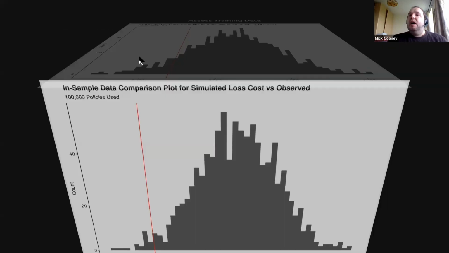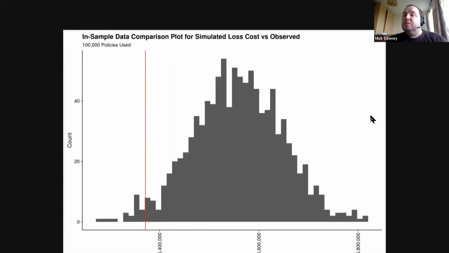What about for loss cost versus observed? So we can see that we simulated a loss cost of between 5.4 and 5.8 million, and our estimated loss cost was about here. So we're actually a little bit low. But that's kind of okay, and we would expect that.